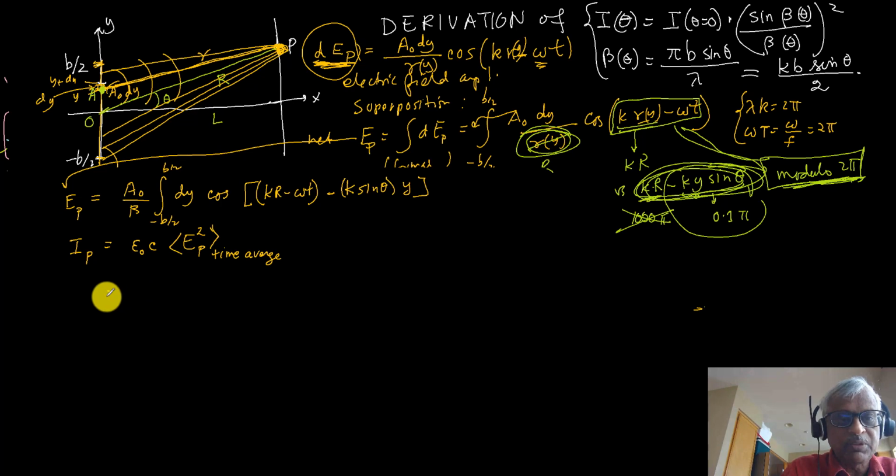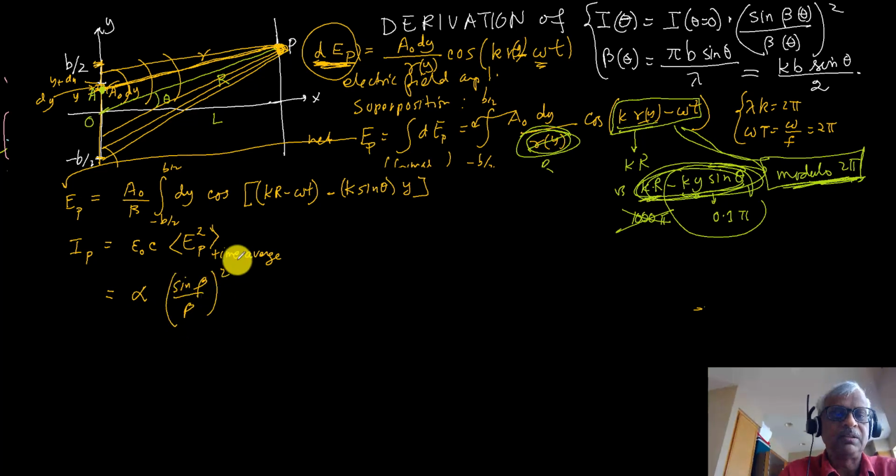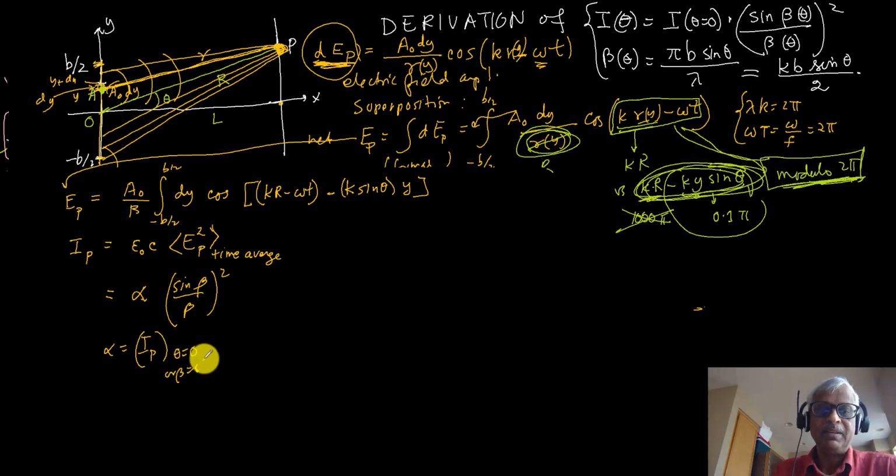And this is what the formula will look like: some constant, let's call it alpha, times sine beta over beta square. And we can recognize this alpha as the value of I_P when P is straight, theta equal to 0. So this alpha will just be I_P when theta equal to 0 or beta equal to 0.